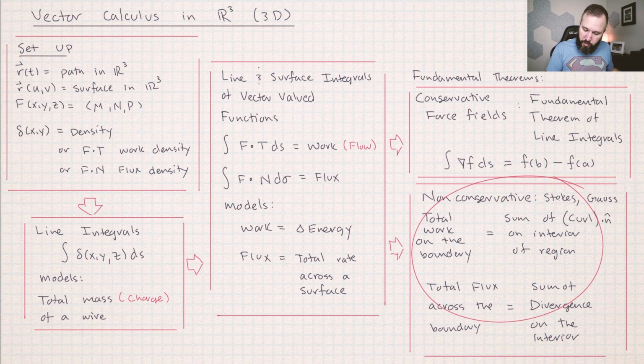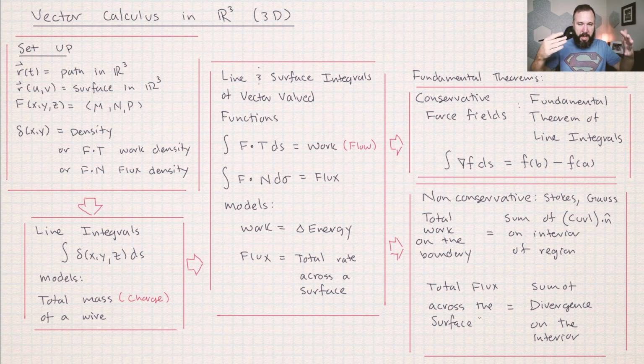Then there are 2 versions of the fundamental theorem for non-conservative force fields. We name them after people as well. They're named after Stokes and Gauss. So again, they are ways to calculate either the work along a boundary or the flux across a boundary. This actually shouldn't say boundary here because it's now the flux across a surface. Because in 3 dimensions, when you have, like, a liquid passing through a filter, the filter would be a 2-dimensional object.